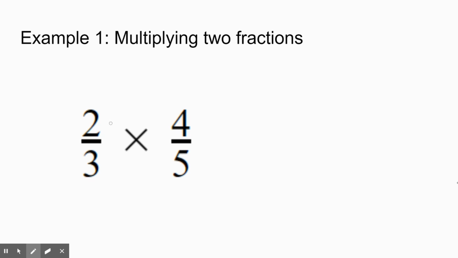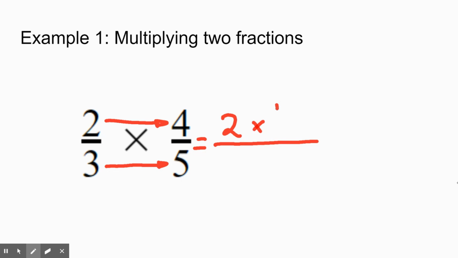All we're going to do is multiply the numerators by each other and the denominators. If it helps, you can do a step that looks like this. You're just going to make one big fraction with 2 times 4 on top and 3 times 5 on the bottom. And then you just need to multiply them together.